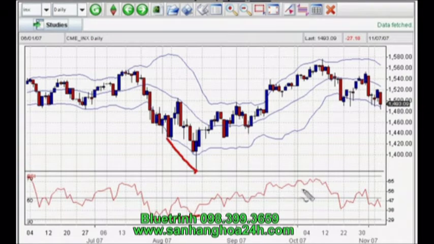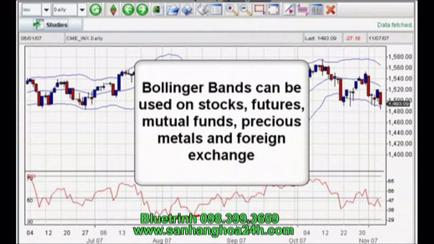So this is just one of the tools you can use in conjunction with Bollinger Bands. I think you'll find them useful. I suggest you play with them before you trade them, and then as you become more and more comfortable with them, you may want to incorporate them into your own trading. Bollinger Bands can be used on stocks, futures, mutual funds, precious metals, and foreign exchange. Very useful tool, and I think you'll enjoy it.